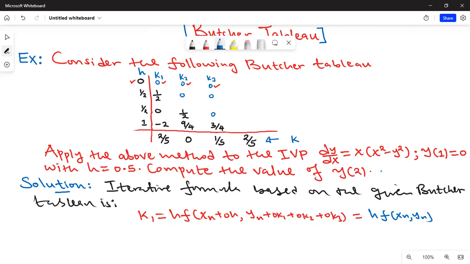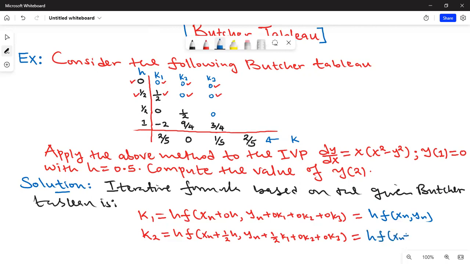Let's go to the second row. That will give us k2 now. K2 is equals to h f of xn plus 1 over 2 h, comma, yn plus, this other 1 over 2 is the coefficient of k1, so plus 1 over 2 k1 plus 0k2 plus 0k3, which when you simplify will give you h f of xn plus h over 2, comma, yn plus k1 over 2.